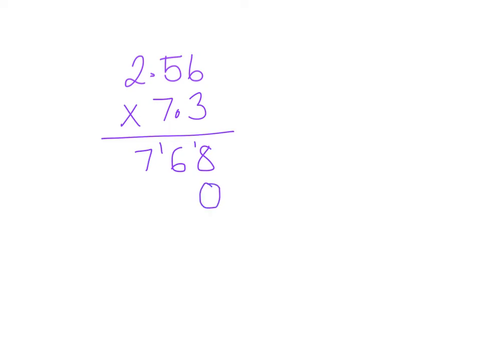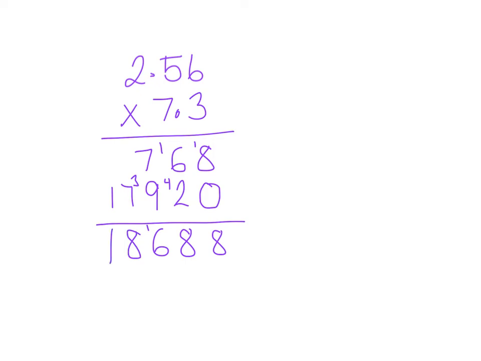Second row, I'm remembering to put my 0 in. 7 times 6 is 42. 7 times 5 is 35, plus the 4 is 39. 7 times 2 is 14, plus the 3 is 17. Then I'm going to add those rows together. 0 and 8, 6 and 2, 9 and 7. 7 plus the 1 I've carried, and I get 18688.